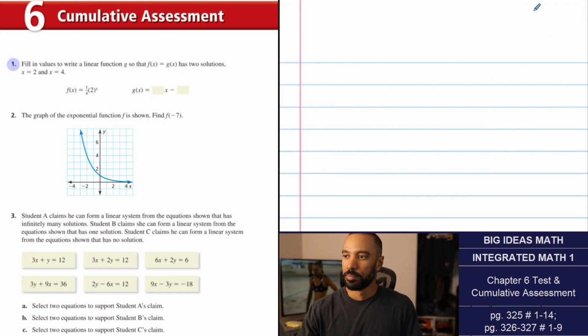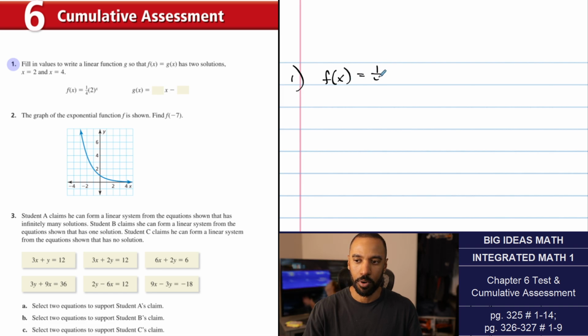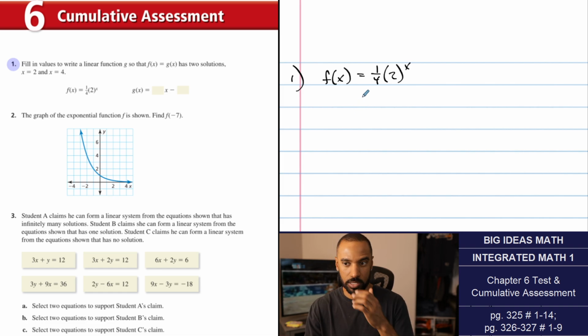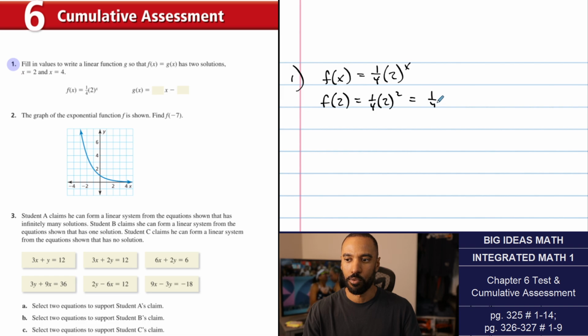Here we go. Number 1 says fill in values to write a linear function g so that f of x equals g of x has 2 solutions, x equals 2 and x equals 4. We have an equation that says f of x equals 1/4 times 2 to the x power. What I want to do for that linear equation is write something that has these solutions, which means it has those values. Let's check out what f of 2 equals. That's 1/4 times 2 squared, which is 1/4 times 4, which is 1. That means there's an ordered pair that's 2, 1.